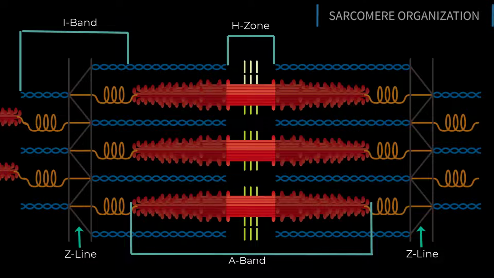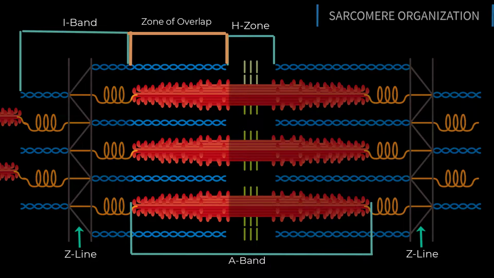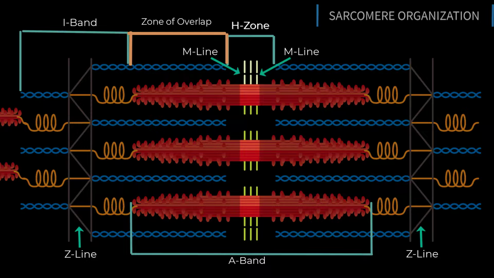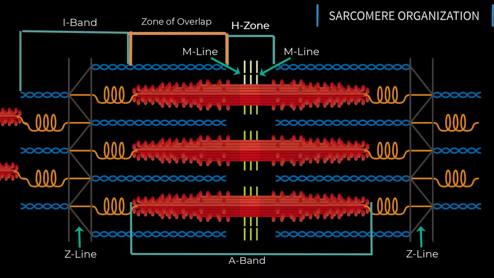The H band or H zone refers to the area of the sarcomere that contains thick but not thin filaments. The zone of overlap refers to the area where the thick and thin filaments lie side by side. The M line is comprised of supporting proteins that hold the thick filaments together at the center of the H band. It gets its name because it is found in the middle of the sarcomere.